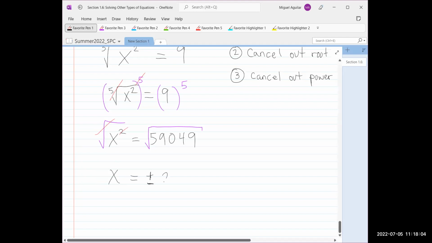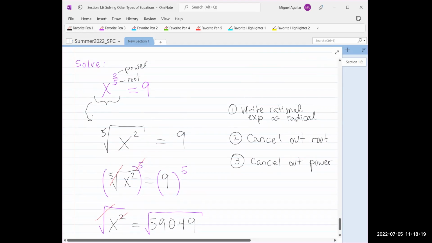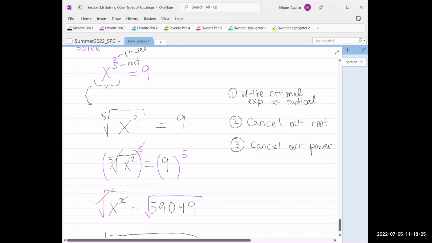243. 243. Yeah. Those are our two solutions. But because this was an expression that had a rational exponent, we do need to check this.